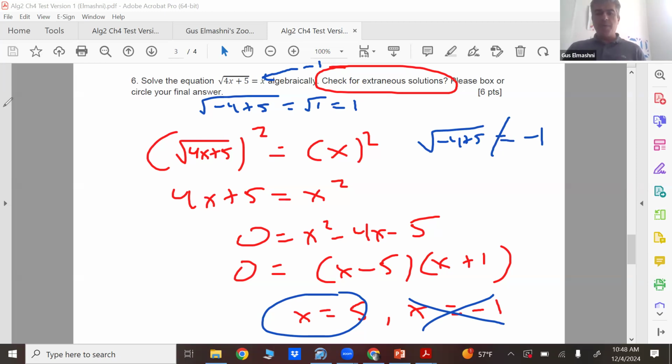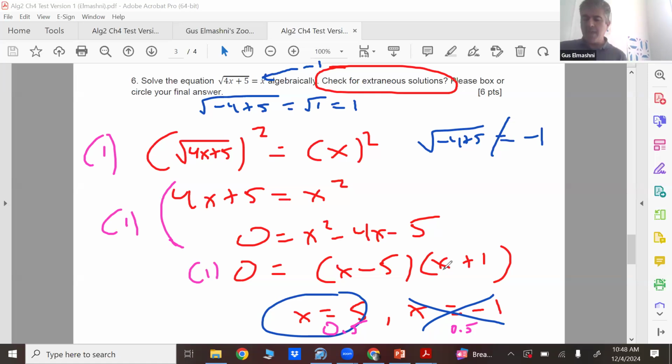So the way I'm going to grade this problem, this is a 5. Most of the problems are 5 points, as I mentioned 2 days ago. That'll be worth a point for squaring. For cleaning it up, another point. For factoring, another point. Solving each of these will probably be worth a half point, and another half point for checking. Another half point for circling the right one and crossing out the other. So that's how I'm going to divvy up the points. If you don't check, you'll probably lose a point.